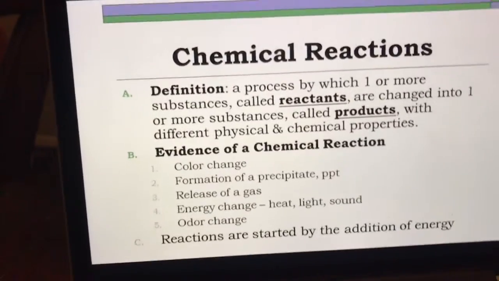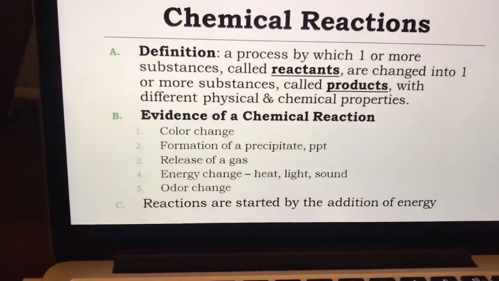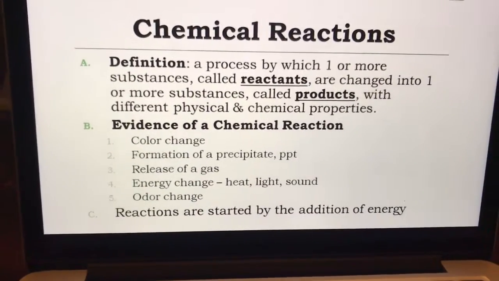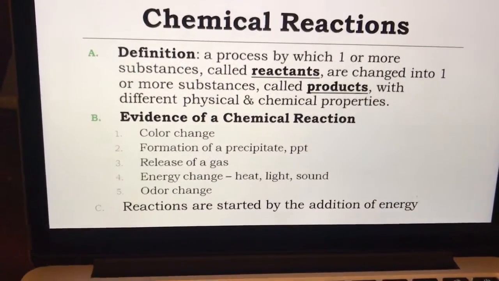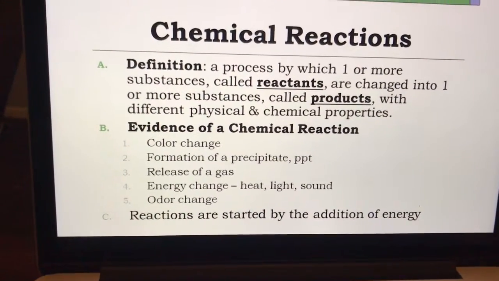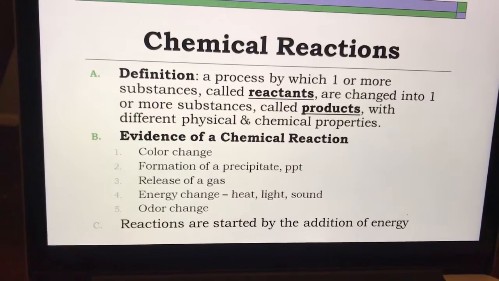So our chemical reactions, the definition is a process in which one or more substances, which are called reactants, change into one or more substances called products with different physical and chemical properties. And in order to identify a chemical reaction, here are some really good indicators. Again, they're not always true, but these are some good things to look for.